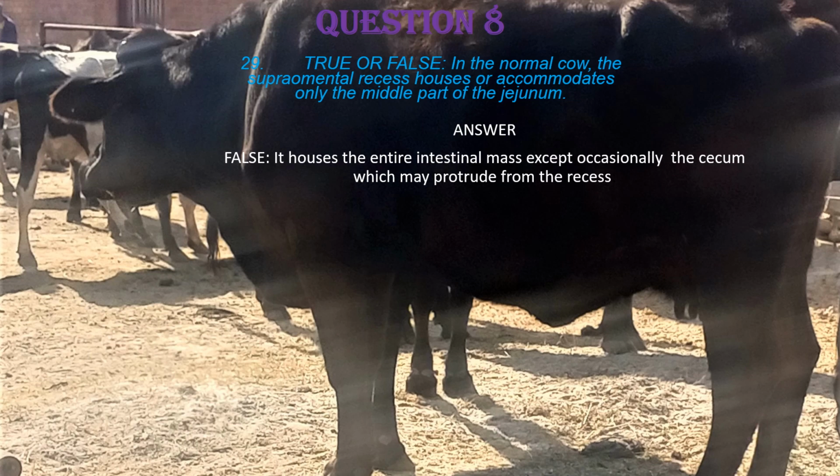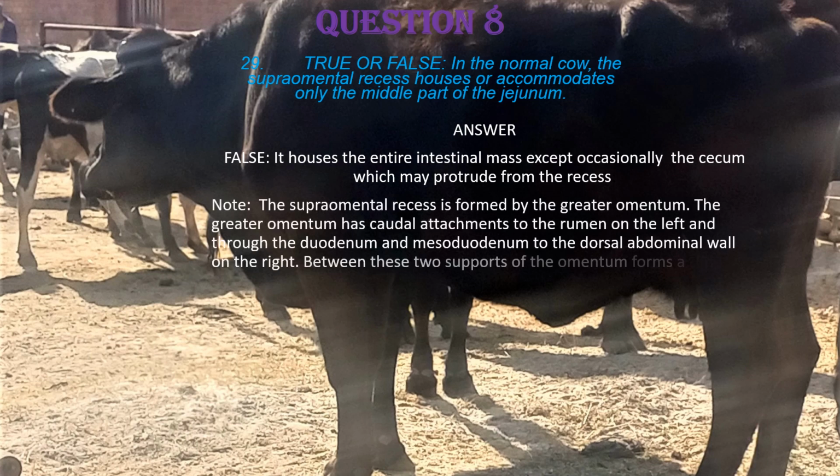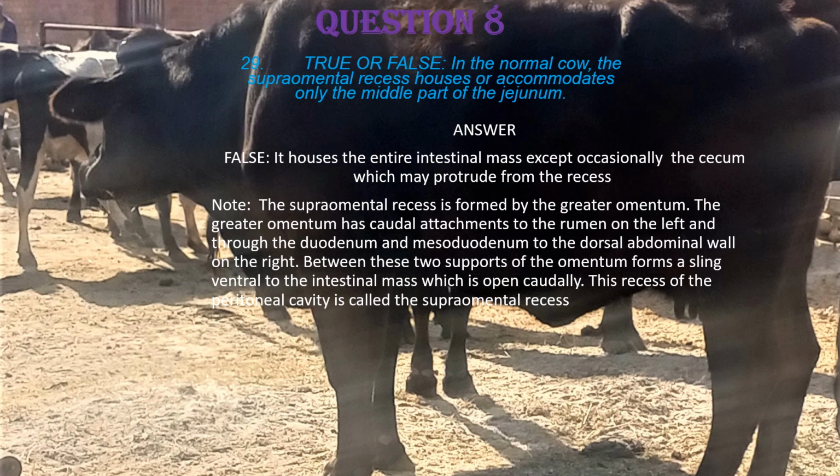And a note on this answer, just to describe what this supraomental recess is. The supraomental recess is formed by the greater omentum, the 2 leaves of the greater omentum. And the greater omentum has caudal attachments to the rumen on the left, and through the duodenum and the mesoduodenum to the dorsal abdominal wall on the right. And between these 2 supports of the omentum forms a sling ventral to the intestinal mass, which is open caudally. So this recess of the peritoneal cavity is what is called the supraomental recess.